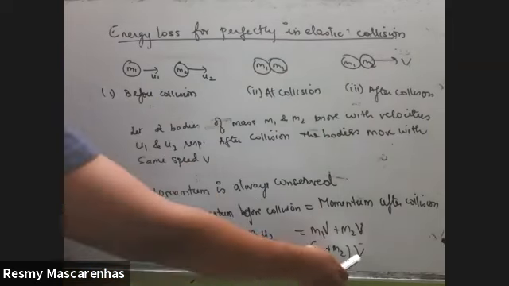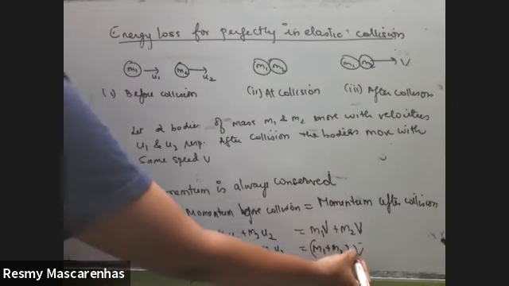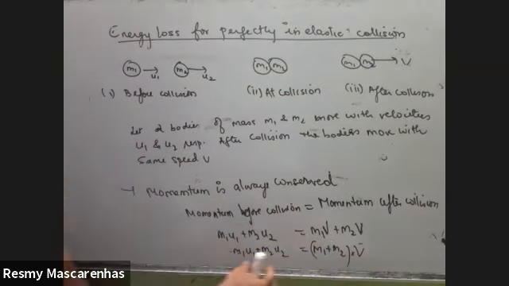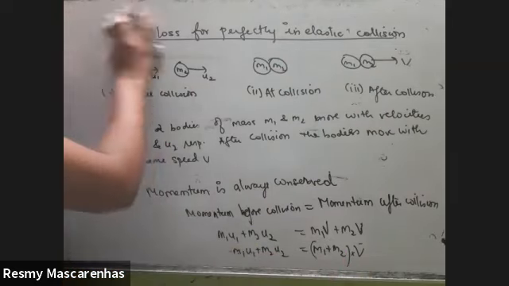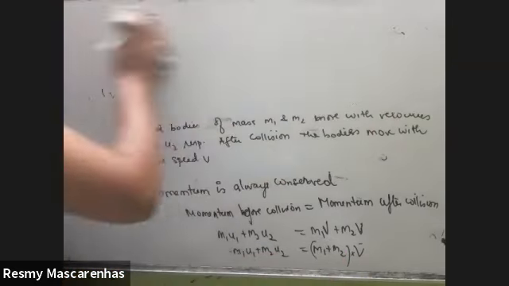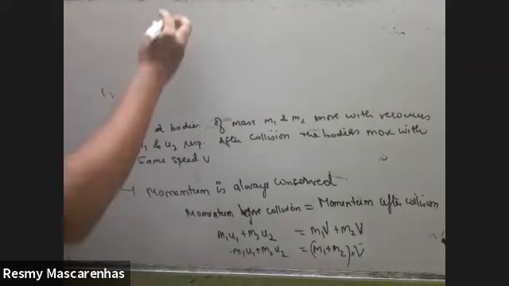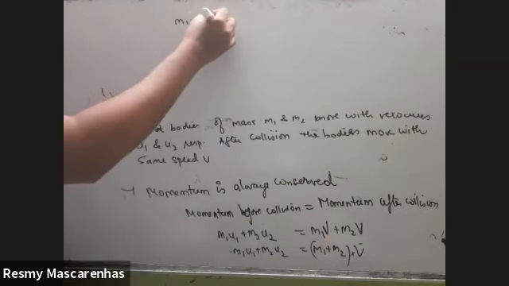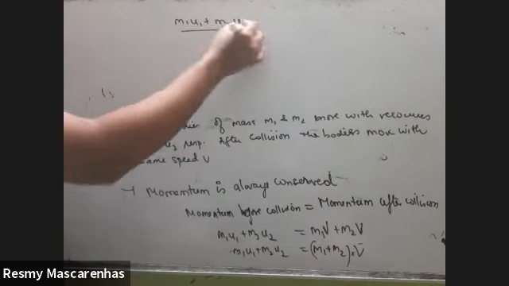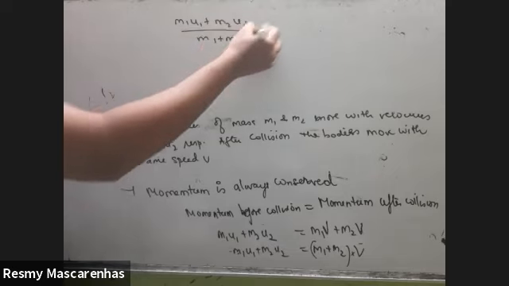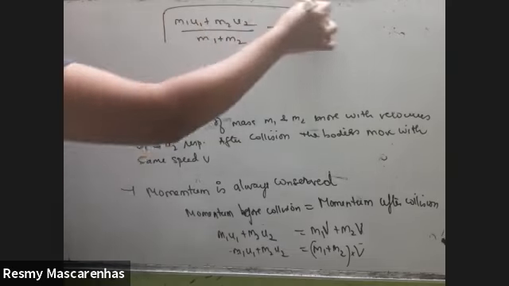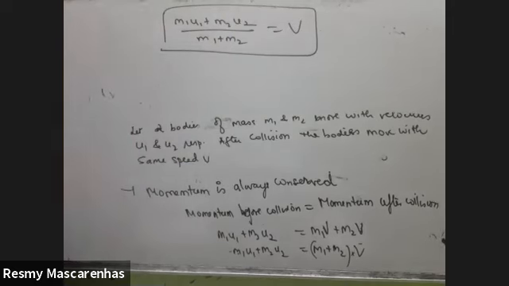So if I want to calculate this final velocity v, what will happen? This is nothing but multiplication. Take this entire thing down. So you'll get the formula for v. This is the velocity v for inelastic collision.